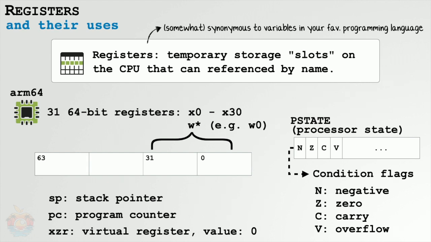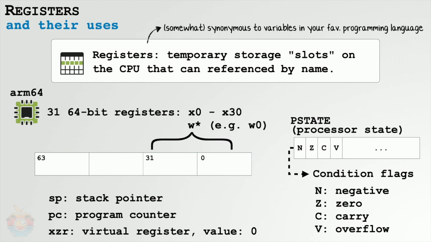So first up, let's talk about registers. If you do any reverse engineering, you're well aware that they are essentially named slots on the CPU. I like to think of them as variables. ARM64 has 31 64-bit general-purpose registers, uncreatively named X0 through X30. If you want to refer to the lower 32-bit component of these registers, you use the W prefix. So for example, W0 refers to the lower 32 bits of the X0 register.